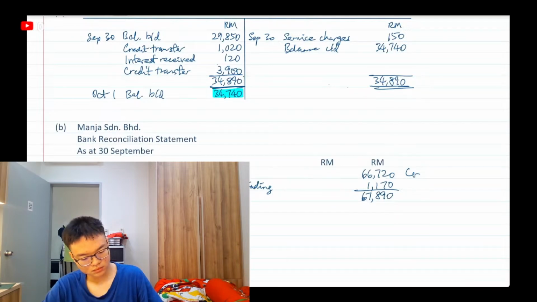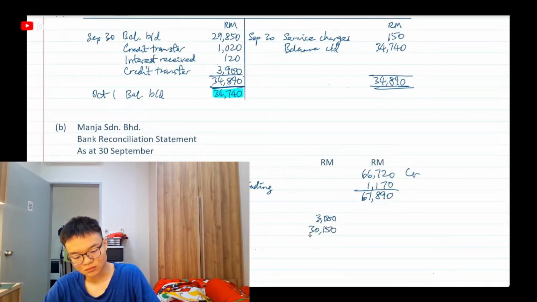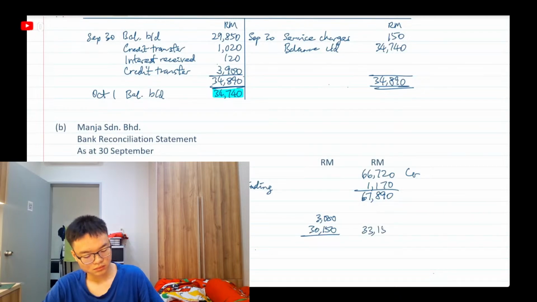Then less unpresented checks. Now there are two. Check number 8537, amount 3,000 ringgit. Then check number 8538, 30,150 ringgit. Total is 33,150 ringgit. So minus, make sure you put the bracket there, and you get a final balance of 34,740 ringgit.